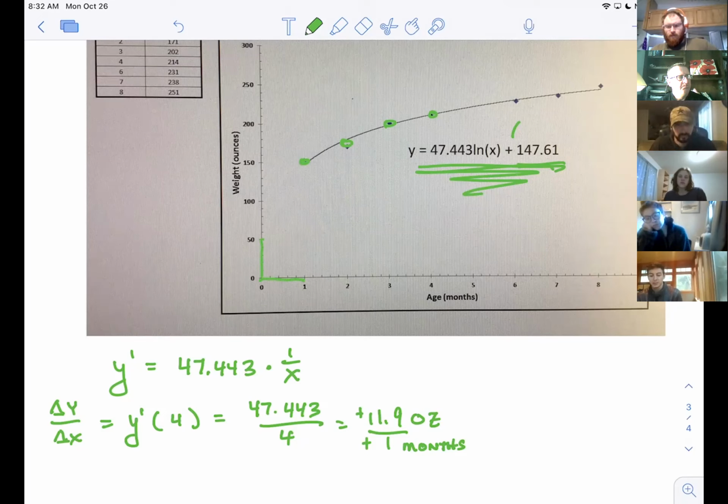So this is what calculus does. This is how you handle natural logarithms. Lovely.